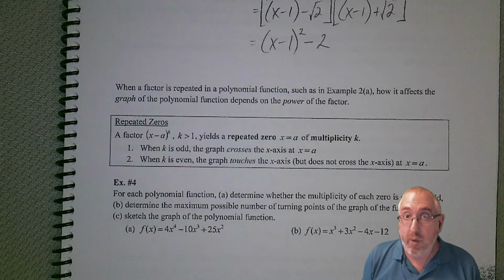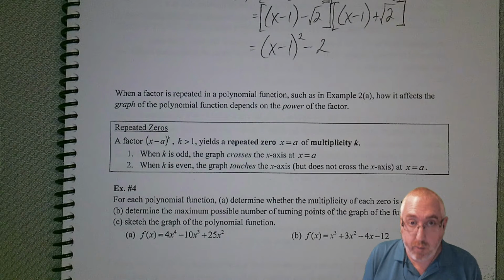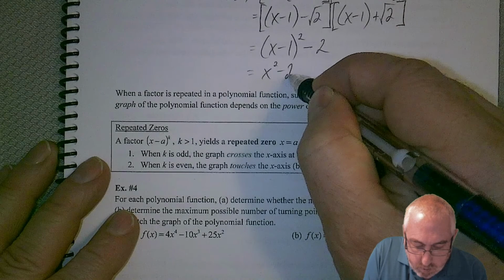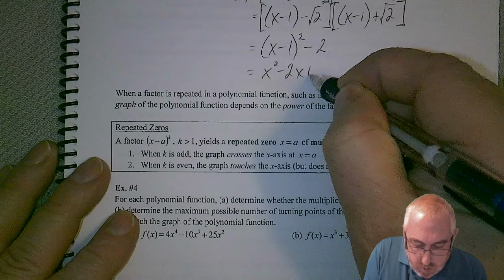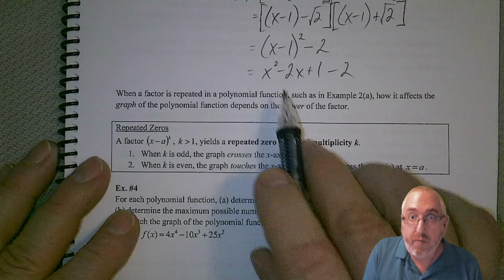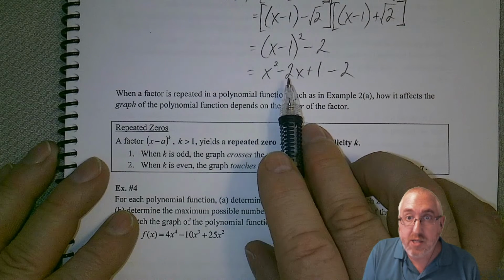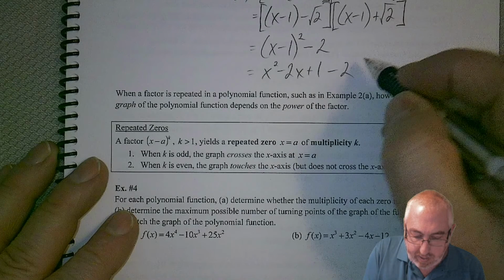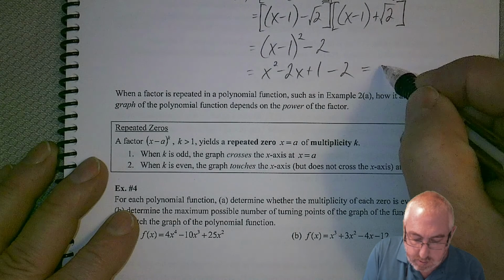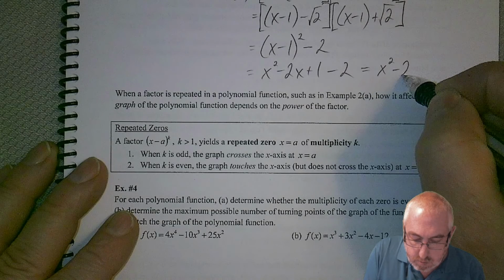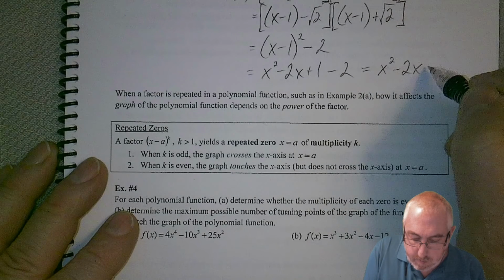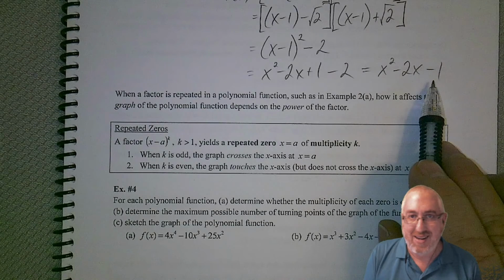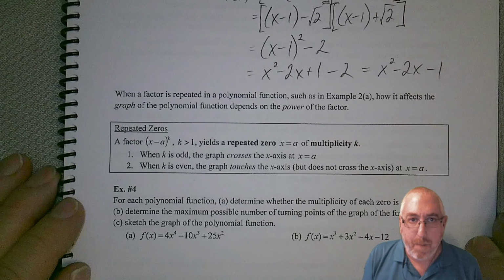So now we can finish it off pretty quickly. Let's FOIL that out. So if we FOIL it out, we should get an x squared minus 2x plus 1 minus the 2, and now we can combine those constants. So x squared minus 2x minus 1.